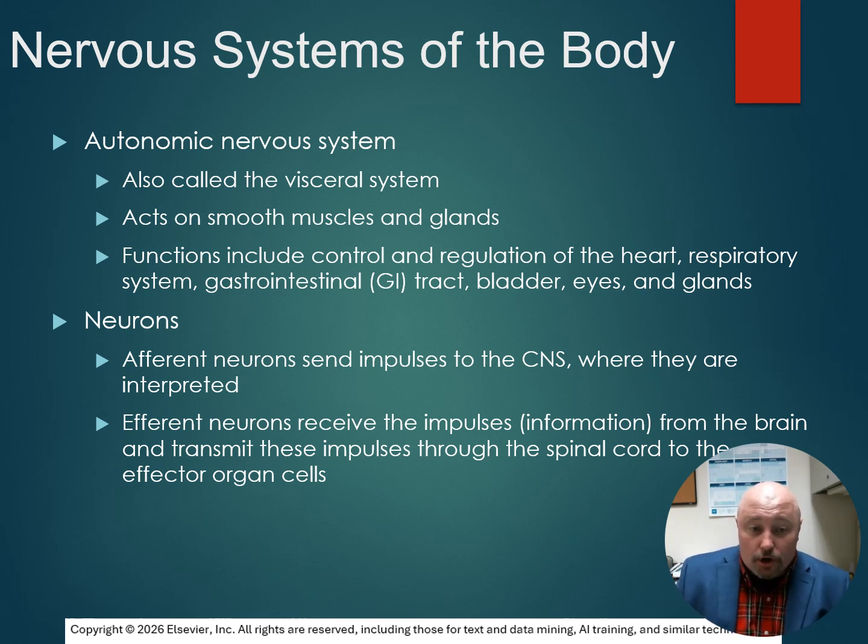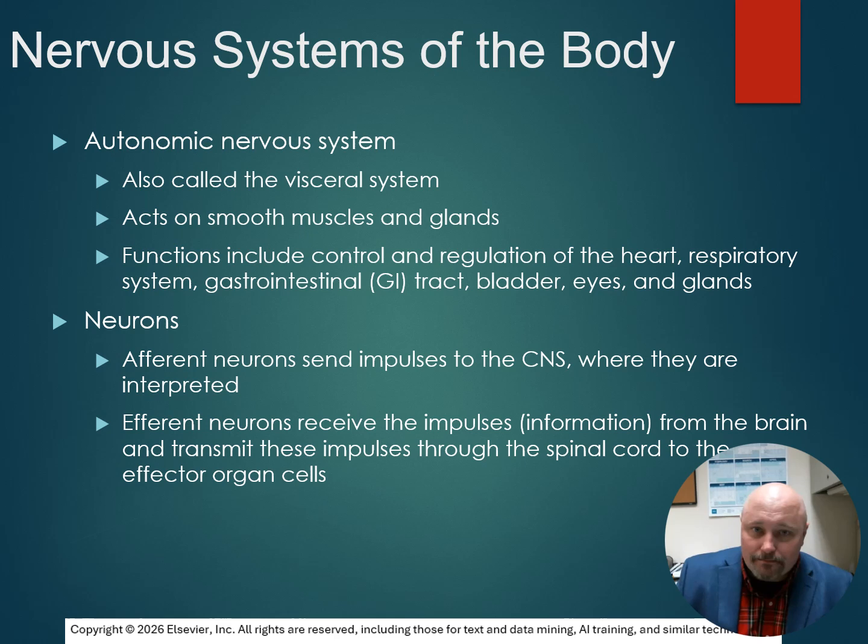When it comes to neurons, there are afferent neurons sending impulses to the central nervous system. From there, they are then interpreted. This is not to be confused with efferent neurons. They receive the impulses, the information from the brain, and transmit these impulses through the spinal cord to the effector organ cells. So afferent neurons send the impulses to the brain, efferent send them out to the rest of the body.